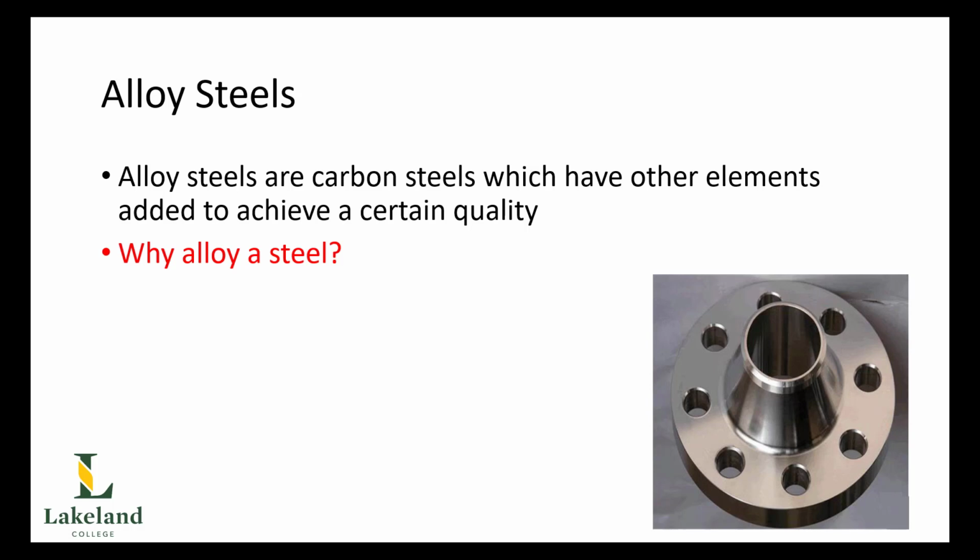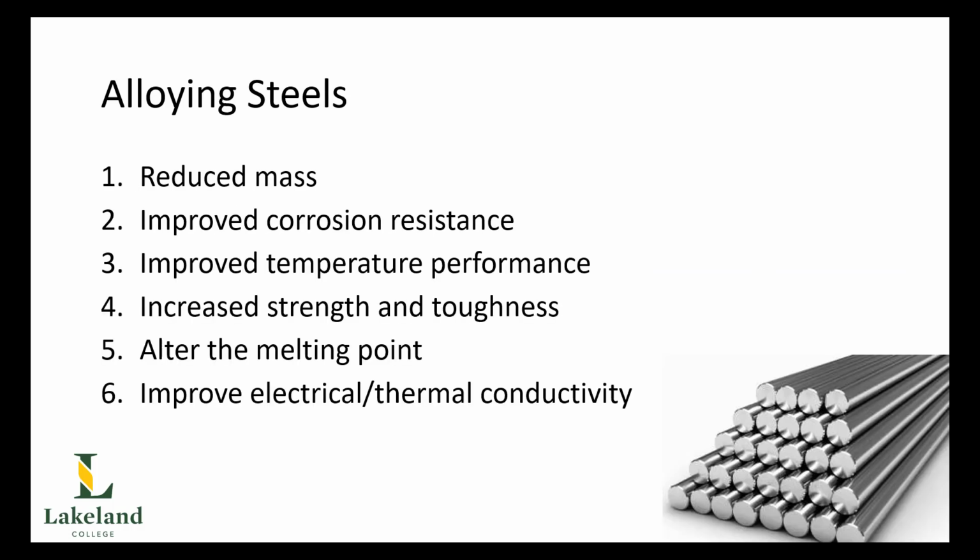Now, secondly, why should we bother alloying a steel? Well, adding alloys or elements into our metal can give us an improvement over any of these 6 areas. That is, first, a reduction in overall mass. 2, improved corrosion resistance. 3, improved performance regarding temperature. 4, increased strength and toughness. 5, alter the melting point. Or 6, improved electrical as well as thermal conductivity.